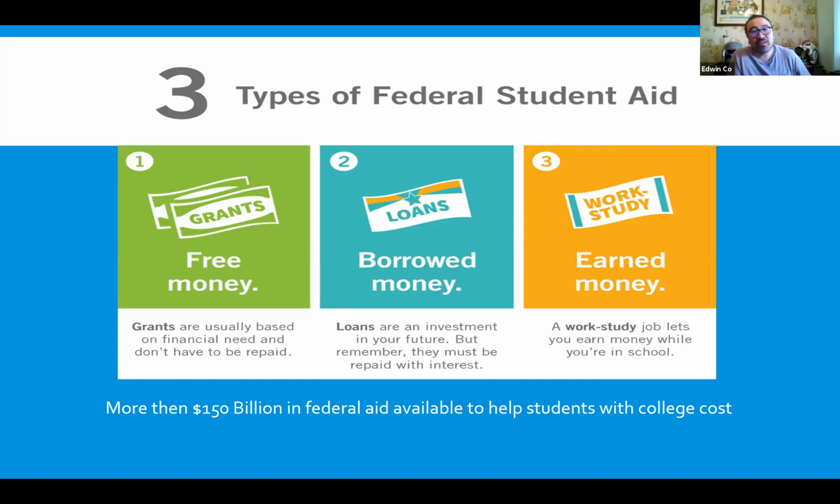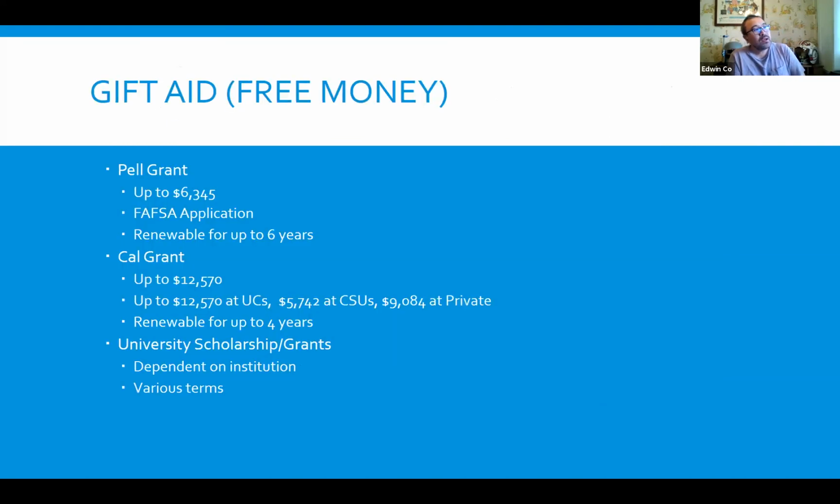You know, there's over $150 billion in federal aid money that's earmarked for helping students get access to education. We're going to be talking about the different types of aid, the specific aid amounts, but also how to apply for that money today. So let's talk about gift aid first.